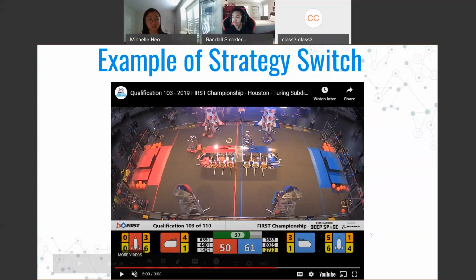And so luckily this worked in our favor because 2733 was able to complete their optimistic strategy and we had scored into the cargo ship. And by then we were at 50 to 61, a comfortable distance, but things could always be tipped over by endgame. Let's keep watching.